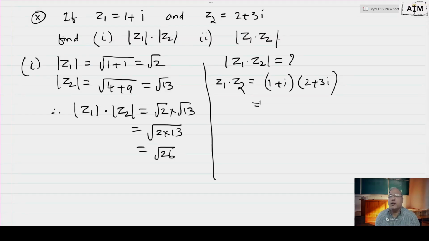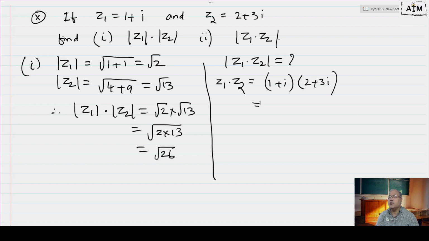Here I have the next question. If z1 equals 1 plus i and z2 equals 2 plus 3i. Question number 1, the modulus of z1 multiplied by the modulus of z2. And the second question, the modulus of z1 into z2. To save time, I have already solved it: the modulus of z1 equals root 2 and the modulus of z2 equals root 13. Then the multiplication of the modulus of z1 and the modulus of z2 equals root 2 into root 13, that is root 26.